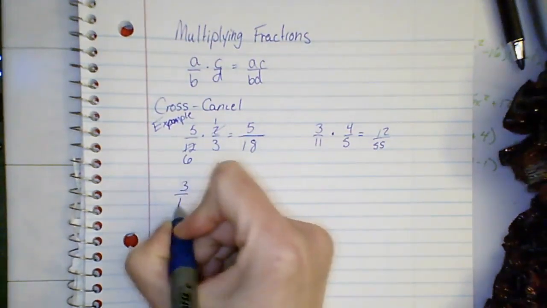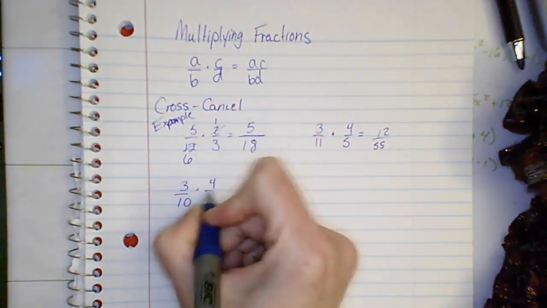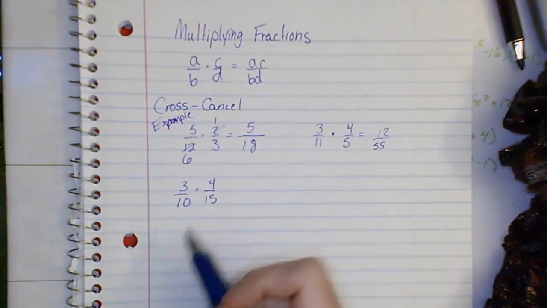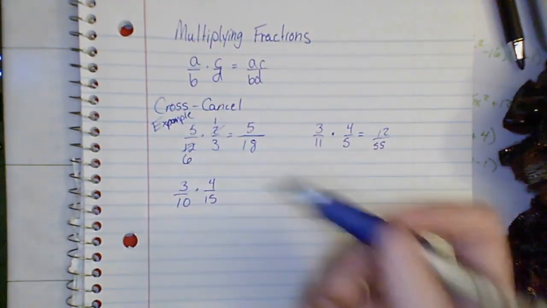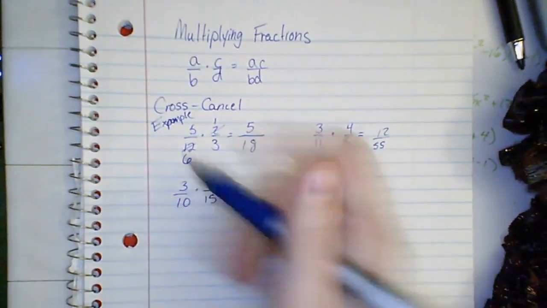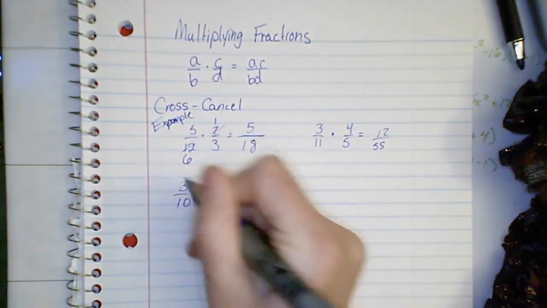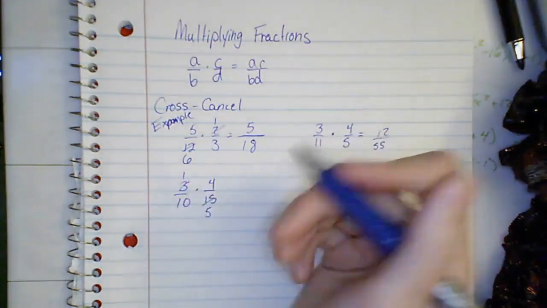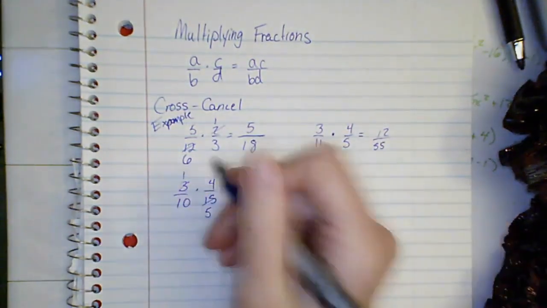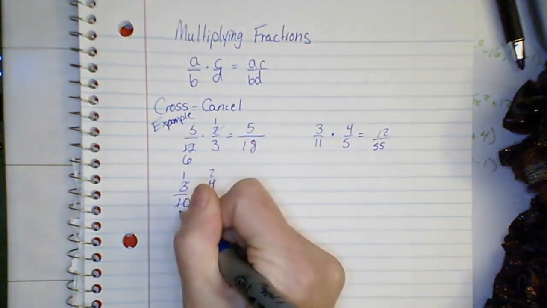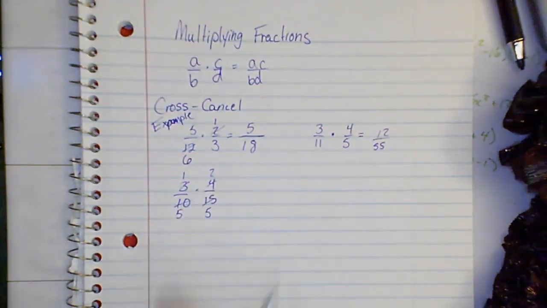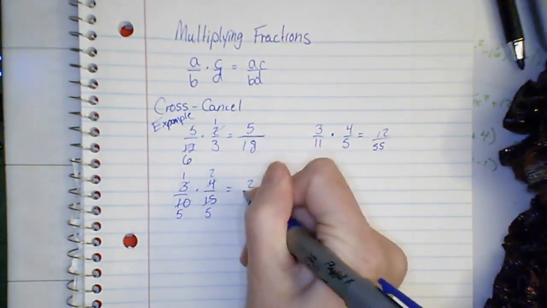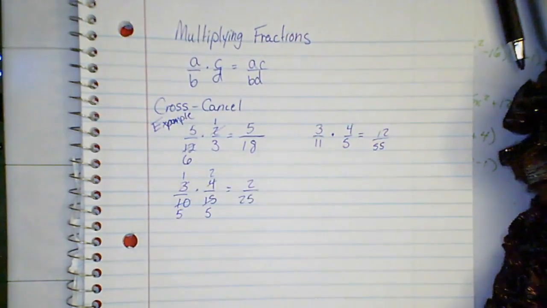So 3/10 times 4/15. Again, we will cross cancel or just cancel what we can. So 3/15. 3 goes into 15 5 times, or divide both numbers by 3. With 4 and 10, we will divide by 2. So 4 becomes a 2 and 10 becomes a 5. So 4/10 is actually 2/5. 2 times 1 is 2. 5 times 5 is 25.